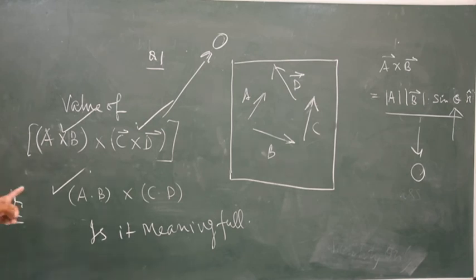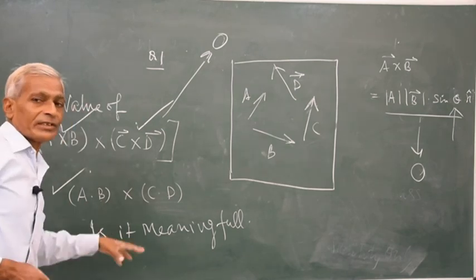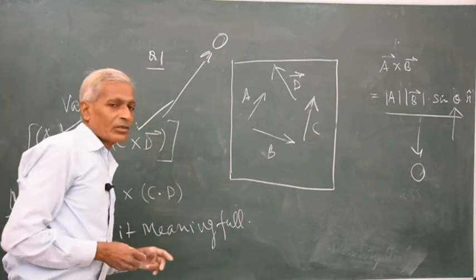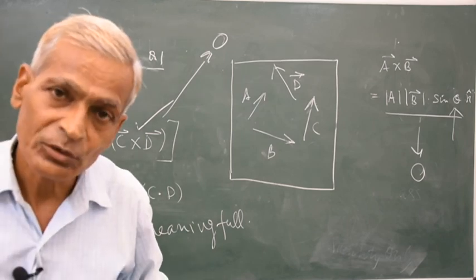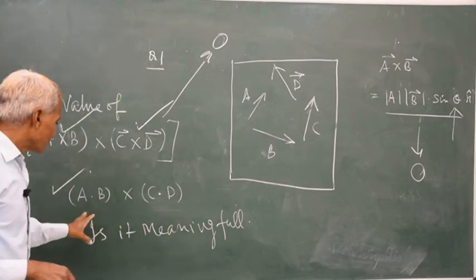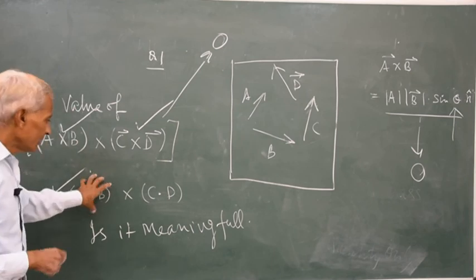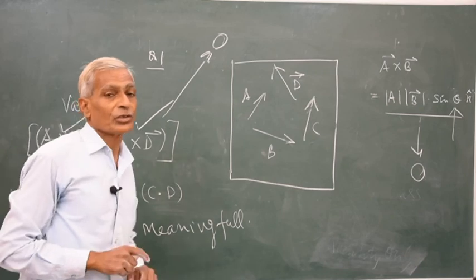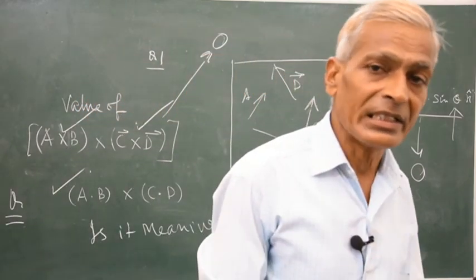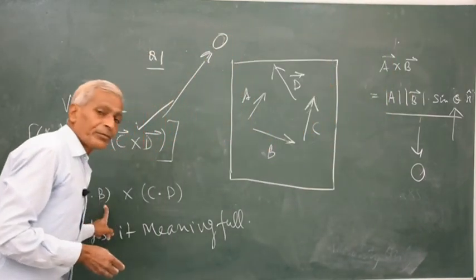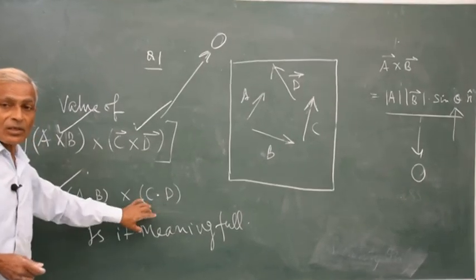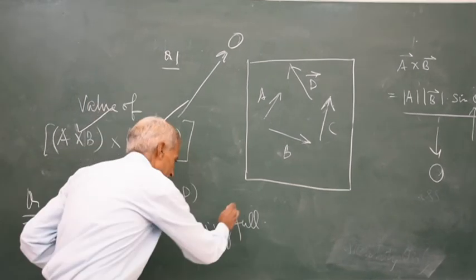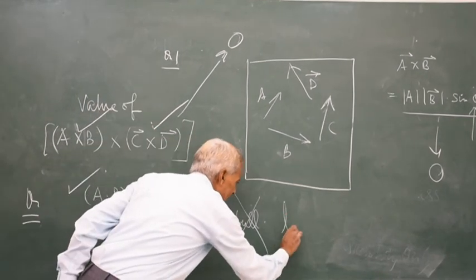Now, A dot B is a scalar quantity. C dot D is also a scalar quantity, as I have already explained to you. So this is a scalar quantity and this is a scalar quantity. Cross product of 2 scalar quantities is meaningless. So therefore it is not meaningful, it is meaningless.